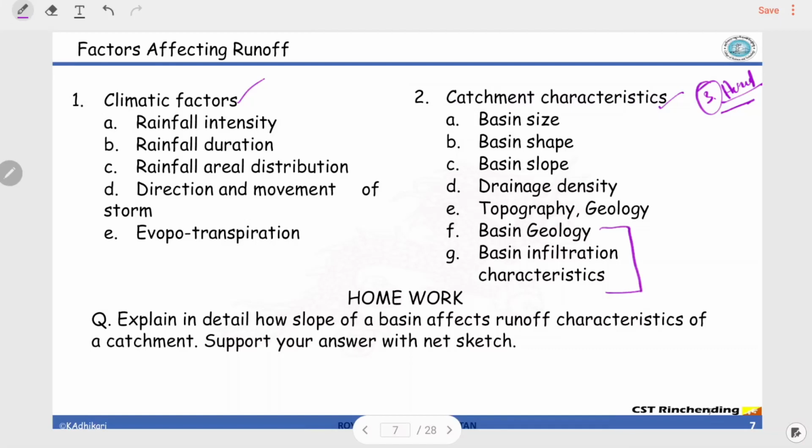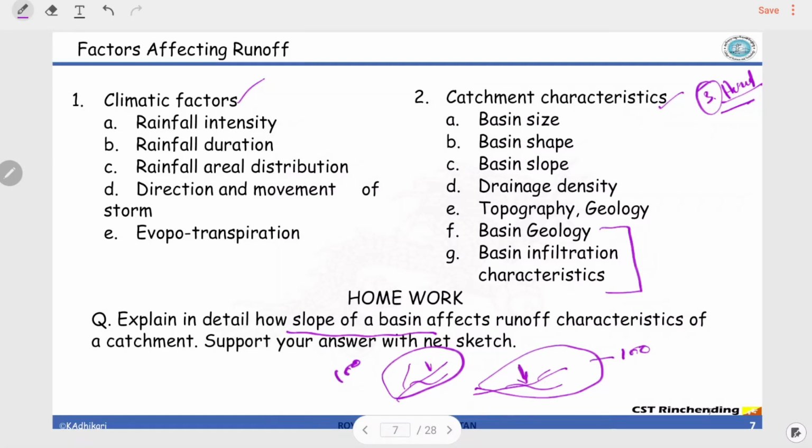As homework, give your own reasoning on how the slope of a basin affects runoff characteristics. Let's take two examples. Let's say there are two very identical streams, and their catchment area is also the same. Let's say this is 100, this is also 100, but this one has a relatively flat slope and this one has a steep slope.